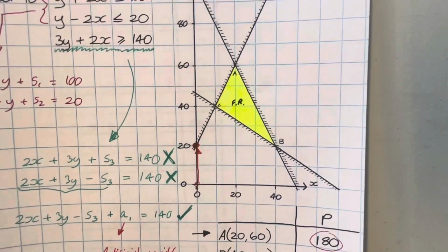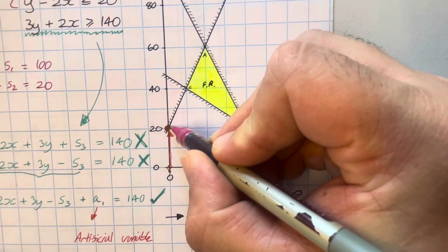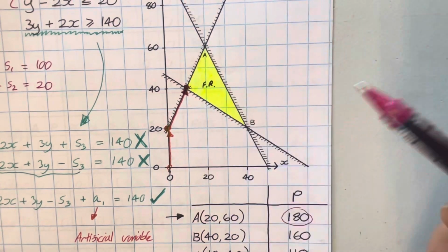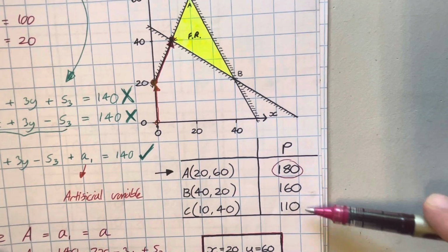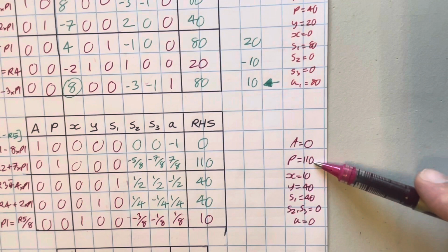Okay, so where are we now? Well, we're at x is 10, y is 40, so we have moved up to this point here. So we're at the point C. Okay, we've moved to here. And at the point C, we can see that the p-value was 110 based on our graphical solution here. Okay, the p is 110.